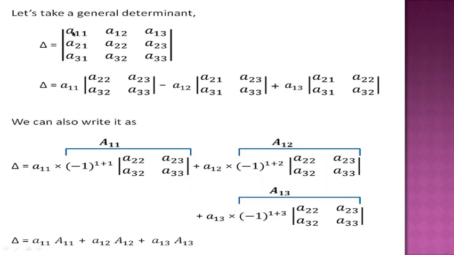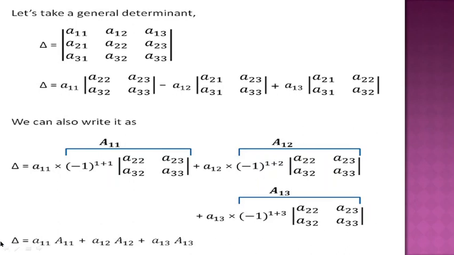Means what we do, we cross the first row and first column, and then we find the determinant of this, and then we decide the sign. So this entire thing is the cofactor of the element A11. Same way for the second term and same way for the third term.